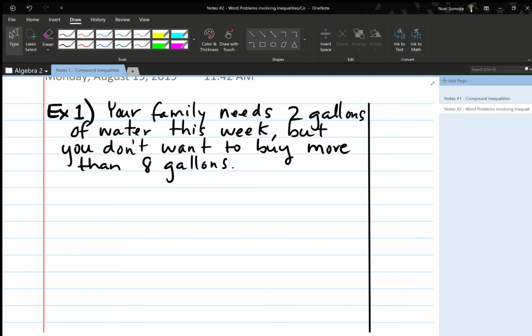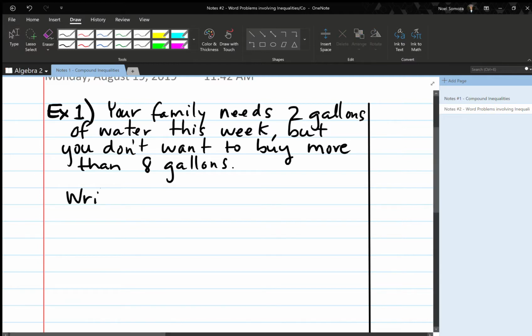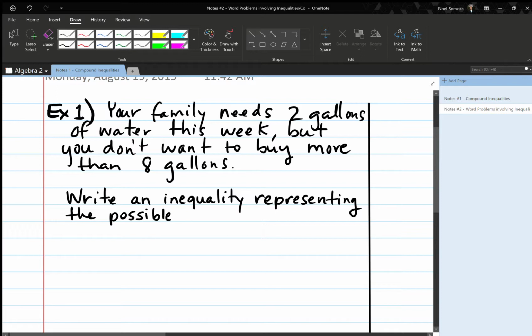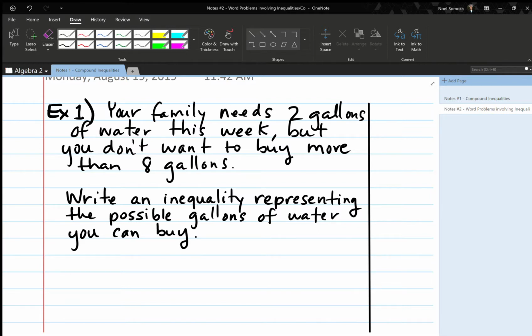So what we're trying to do is write an inequality representing the possible gallons of water you can buy. All right, so pretty straightforward.